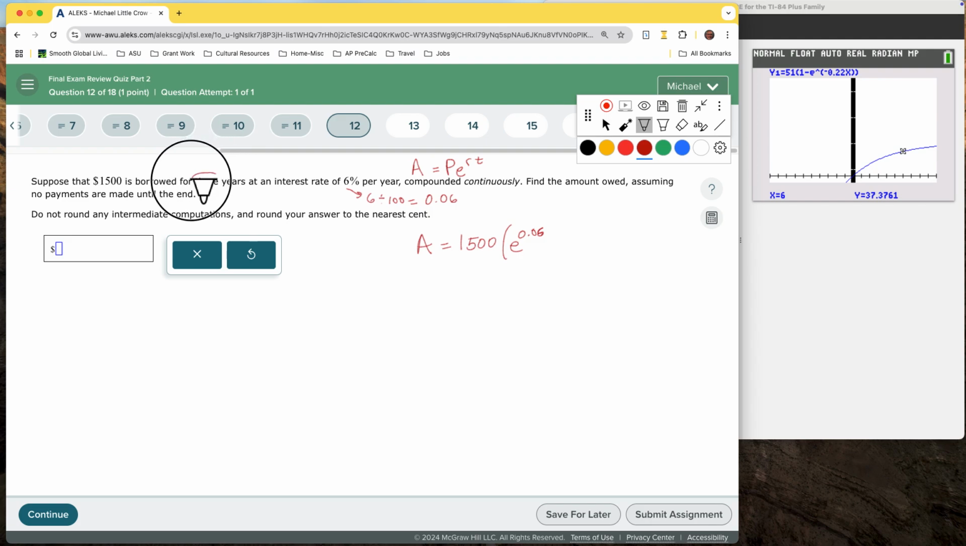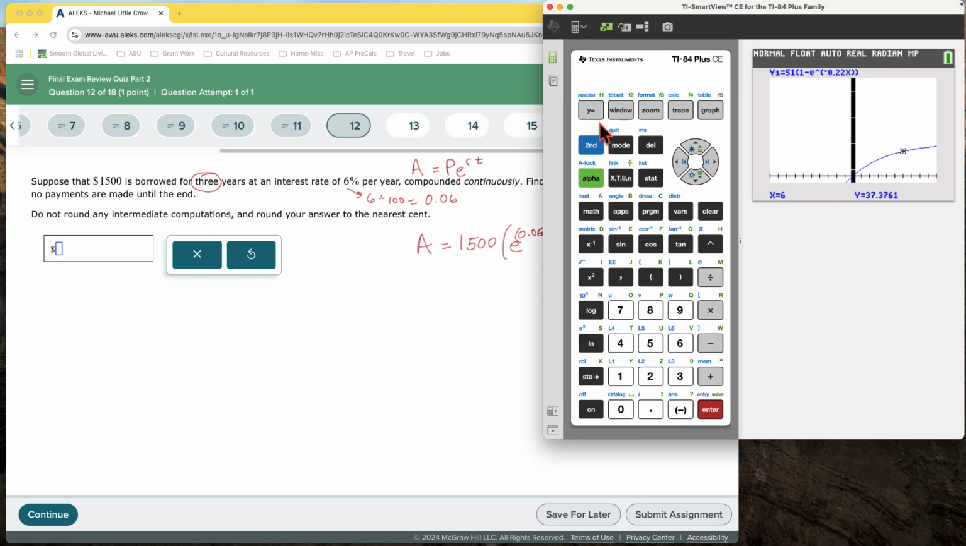And then the tricky part is it's borrowed for 3 years, so the t is time. So we're going to do this for 3 years. So it's just a calculation. We just need to plug this in, and that will give us our value. So let's go ahead and do that.